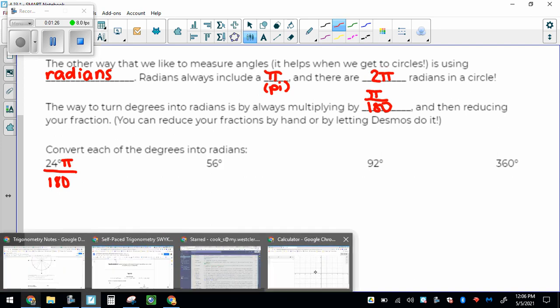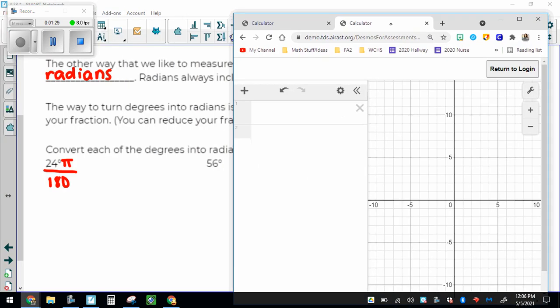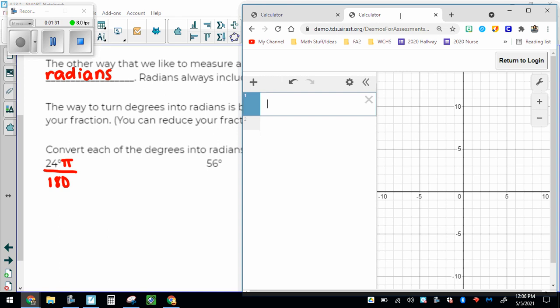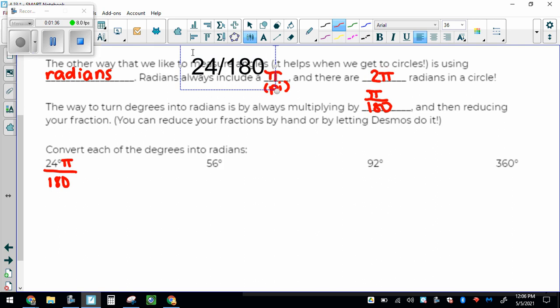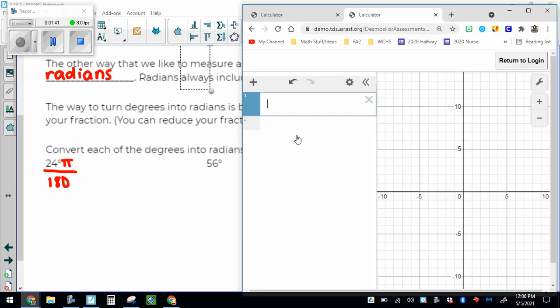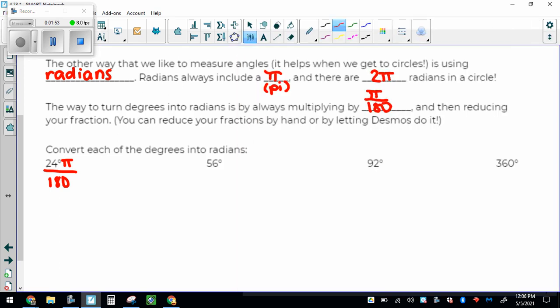Now, I said I like to use Desmos to do this. So you can't put pi into Desmos, but you can put 24 over 180. 24 over 180. Oh, sorry. Bring back up Desmos here. 24 over 180. And then Desmos will reduce it for you if you click this button right here. So that's 2 over 15. So 24 pi over 180 is really 2 pi over 15 radians. All right, so it's a super simple conversion.